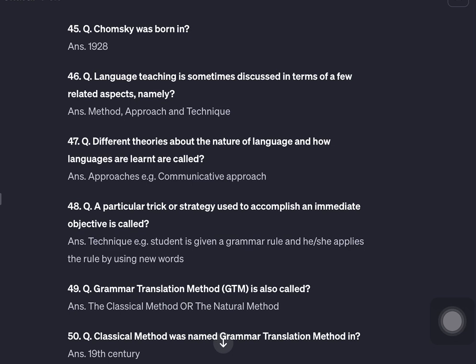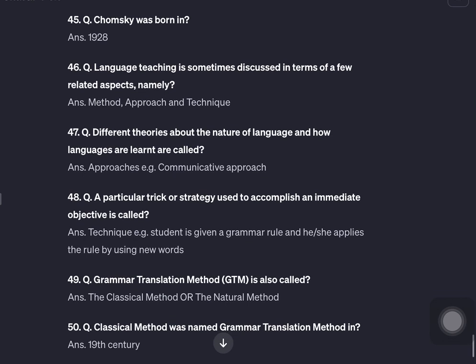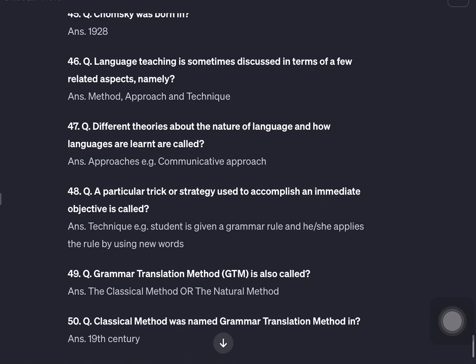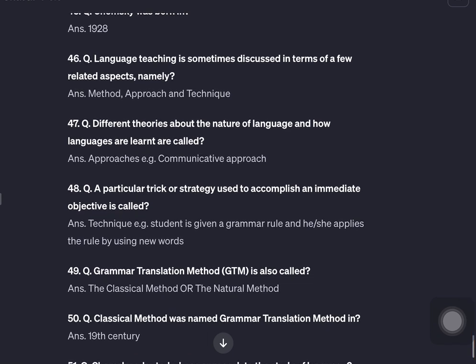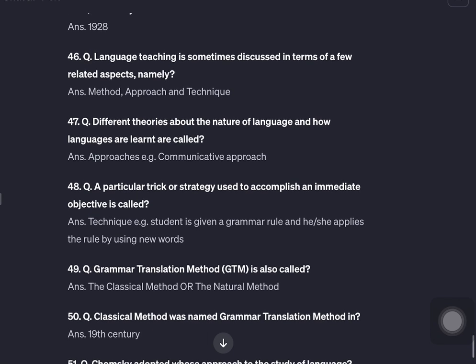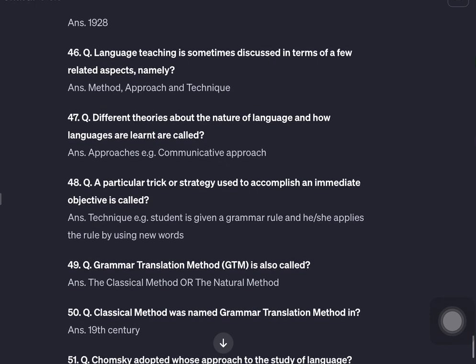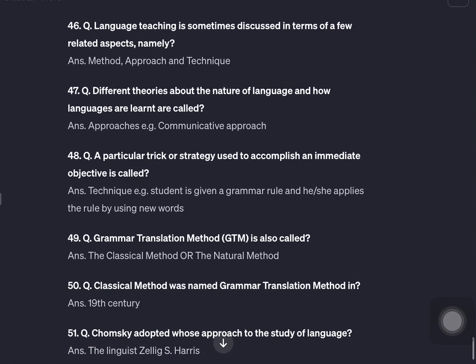46. Q. Language teaching is sometimes discussed in terms of a few related aspects, namely? Ans. Method, approach and technique. 47. Q. Different theories about the nature of language and how languages are learnt are called? Ans. Approaches, e.g. communicative approach. 48. Q. A particular trick or strategy used to accomplish an immediate objective is called? Ans. Technique, e.g. student is given a grammar rule and she applies the rule by using new words.